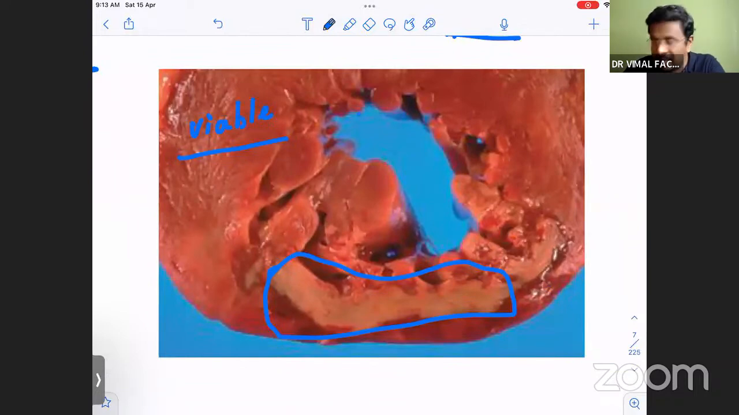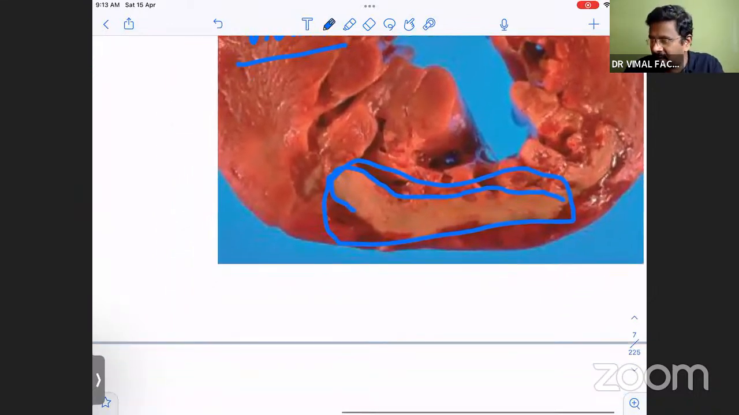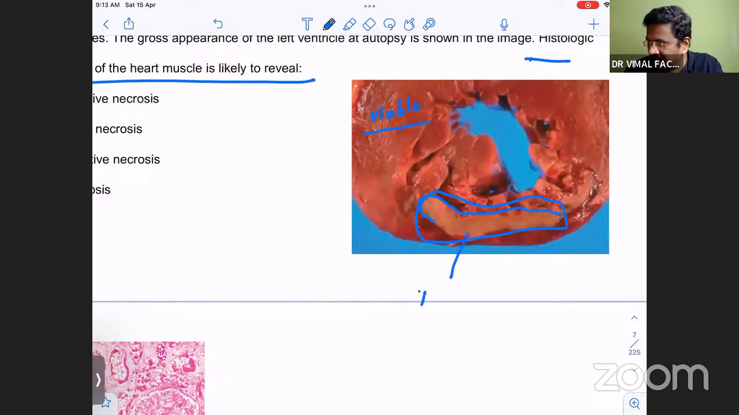That is a viable one. And in the background of the MI, the examiner is giving you this kind of muscle with some shrunken area. See how it is appearing. It is somewhat shrunken and gray white in appearance. So this is the area of the infarct. In myocardial infarction, the area of the infarct will appear gray, white, and shrunken.